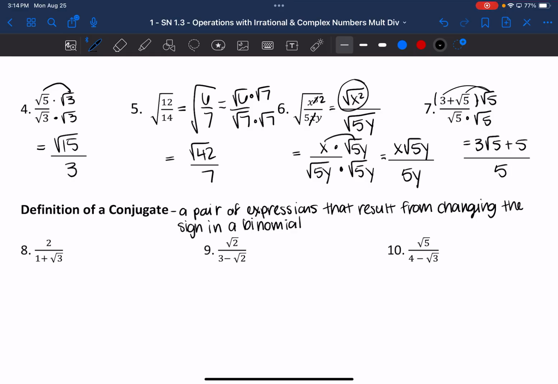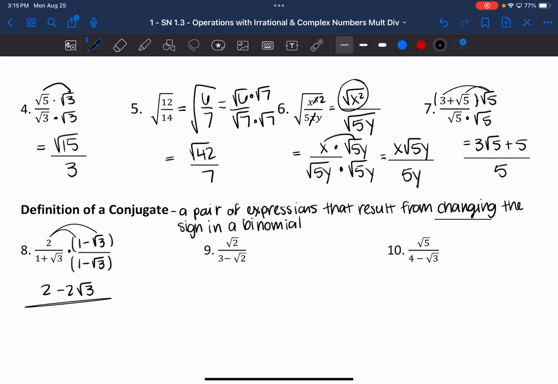All right, so on number 8, if I am going to multiply by the conjugate, then in the denominator, I multiply by itself, but like it says, I'm going to change the sign of that binomial. So instead of multiplying by 1 plus square root of 3, I'm going to multiply by 1 minus square root of 3. But if we do that in the denominator, we know we must also do it in the numerator. So now we're going to multiply that out. So in the numerator, I'm going to have 2 times 1, which is 2, and 2 times negative root 3, which would be negative 2 root 3.